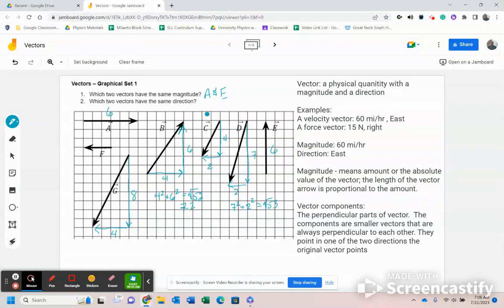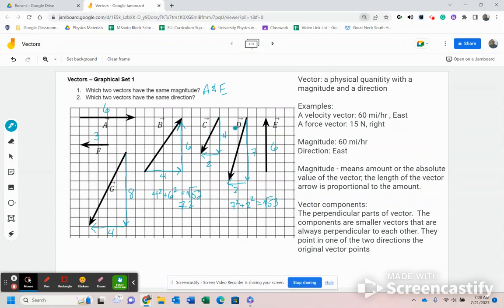Okay, which two vectors have the same direction? Now, if we look at this, we can see that, I forgot about vector F. Vector F has an amount of 3, a magnitude of 3. All right, so as far as vectors with the same direction, they must have the precise same direction. The angles must be the same relative to the reference frame. So looking at this, the only two with the exact same direction would be C and G.